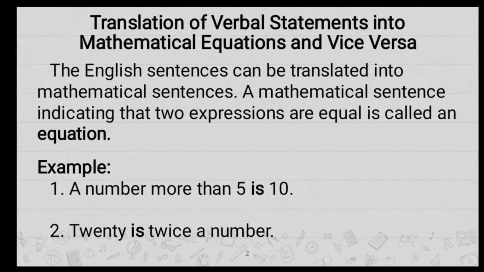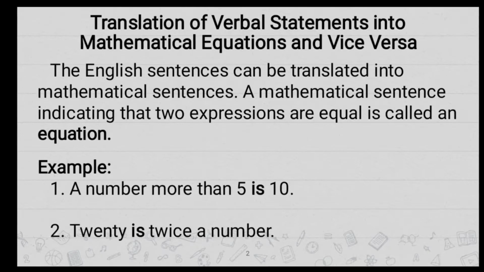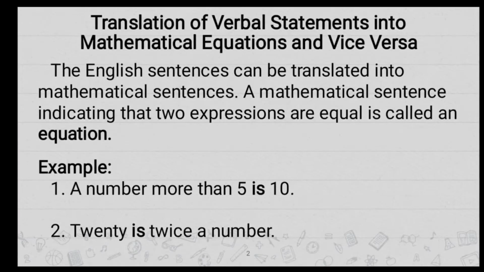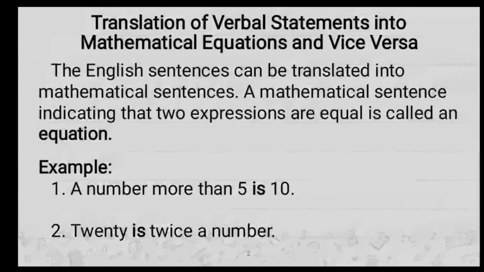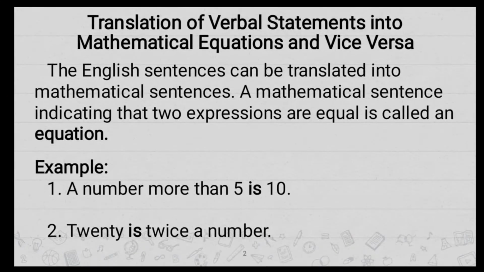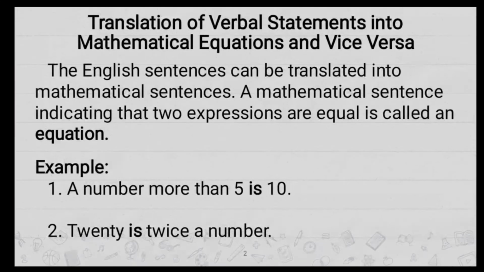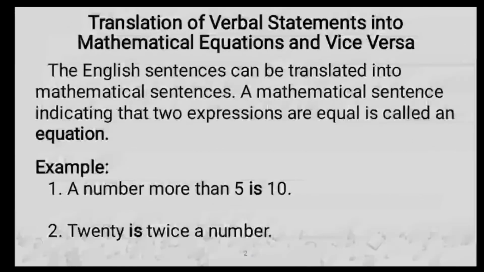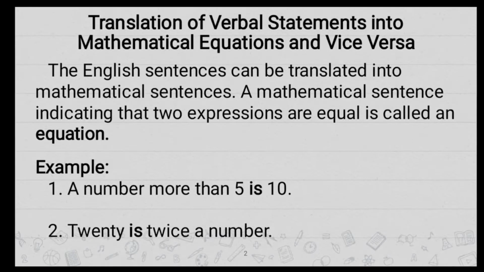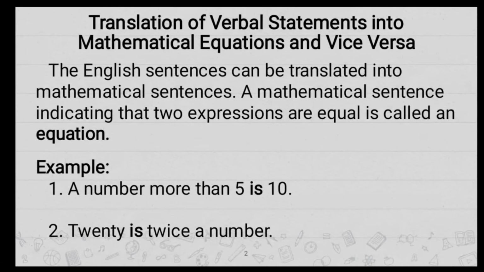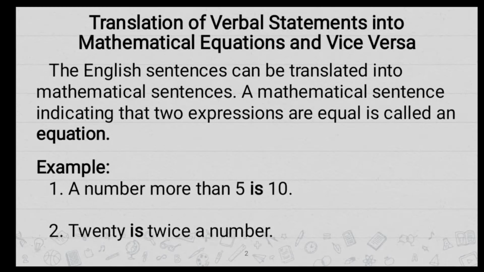A mathematical sentence indicating that two expressions are equal is called an equation. Or if the given expression has an equal symbol, that is an example of a linear equation. And if there is only one variable in that expression, therefore that is a linear equation in one variable. Okay?